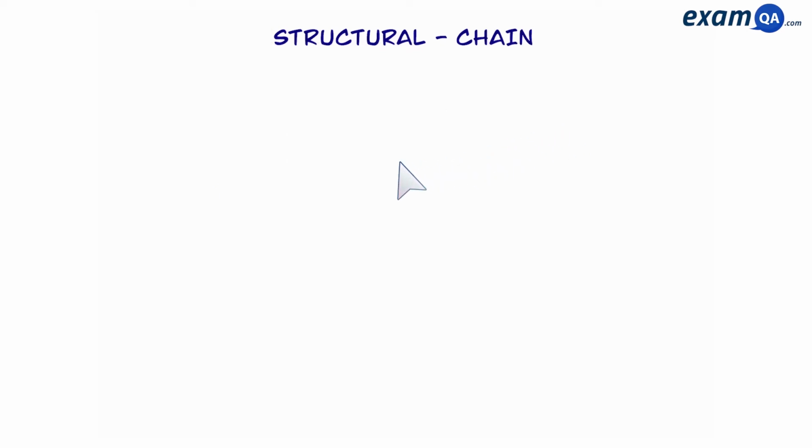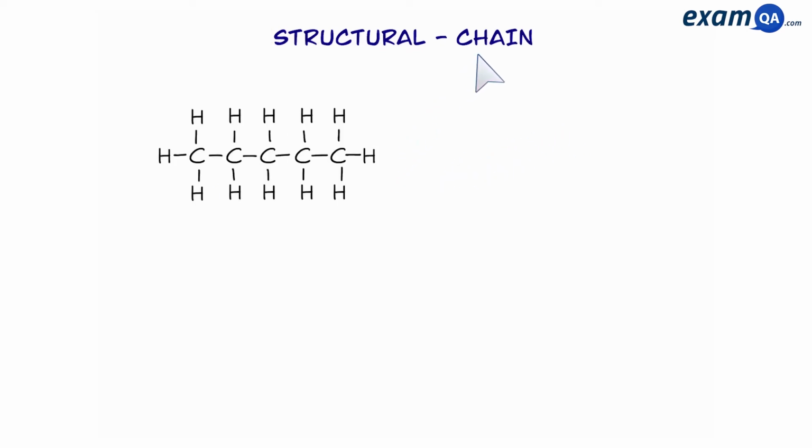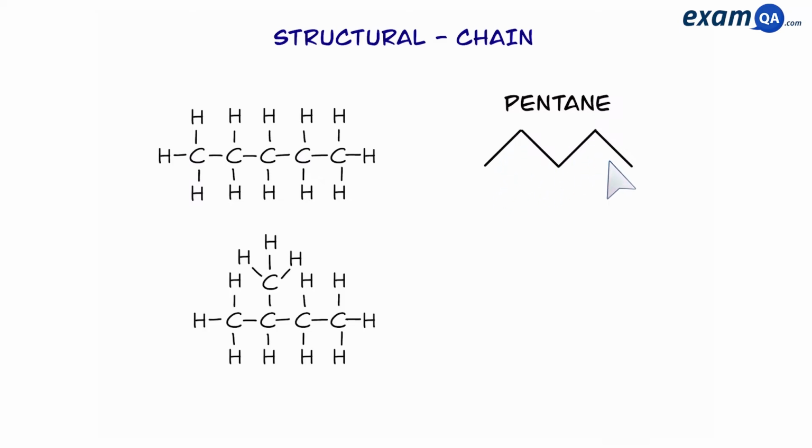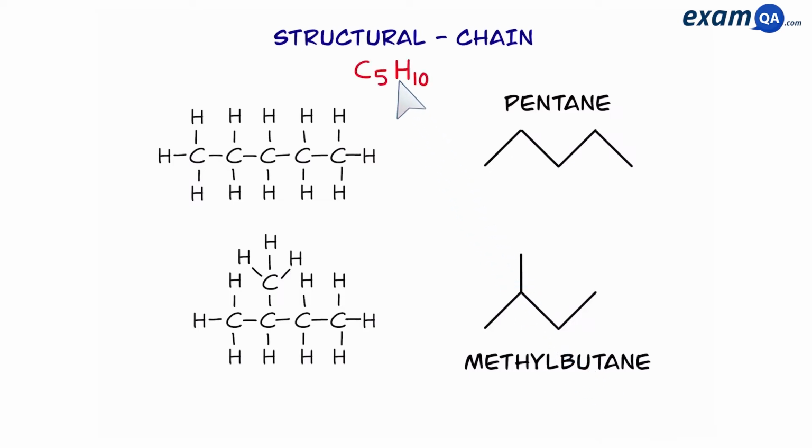Let's start with the first one, chain isomer. So here we have pentane, and this is the skeletal formula for pentane. 5 carbons, so you can see there are 5 points. Here we have methylbutane, and this is its skeletal formula. Notice how both molecules have the same molecular formula, C5H10, however, they have different chains. Even though they have different chains, they still have the same functional groups, as in they are still both hydrocarbons.